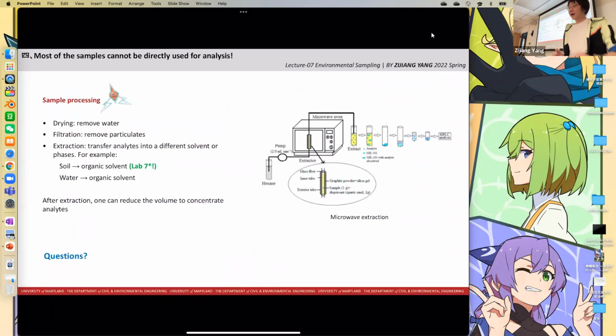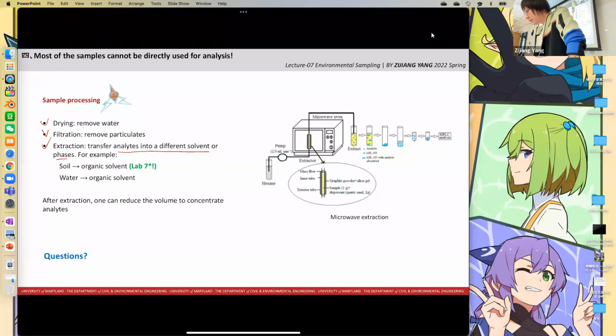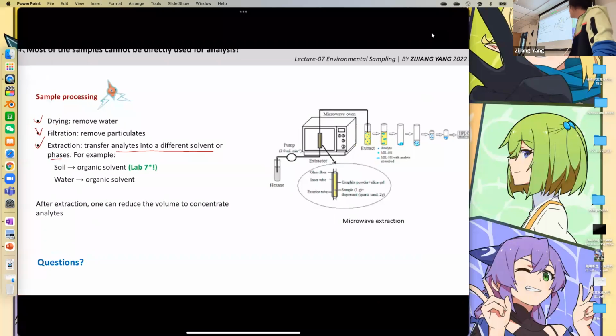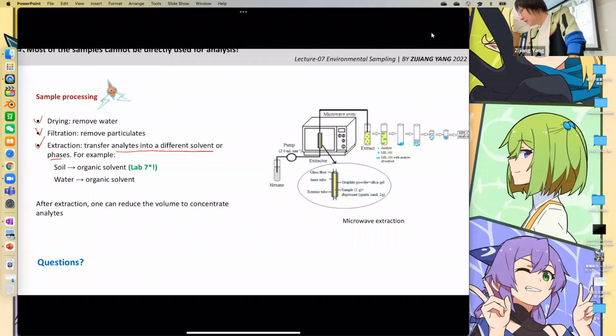And the next one is about sample processing. Again, we cannot directly analyze our sample in most situations, so we need to process our sample first. We have some techniques like drying to remove the water, or filtration to remove some unwanted particles. We can also do the extraction, which transfers the analyte into a different solvent or phase. For example, if we are interested in the pesticide concentration in the soil, we can extract all the pollutants from the soil into organic solvents for further analysis.